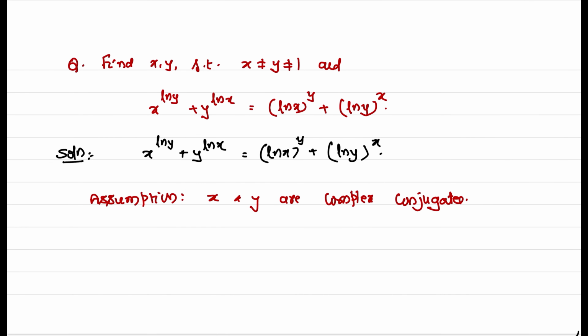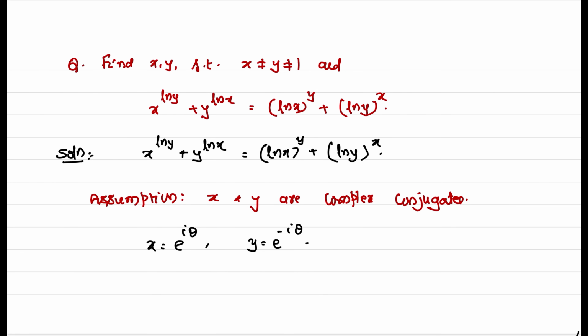Then x, let me assume it as e to the power of i theta. What is the complex conjugate of e to the power of i theta? Y will be, as per my assumption, e to the power of minus i theta. Here theta is a variable. I want to bring this particular equation in the form of a single variable. It's a double variable equation.